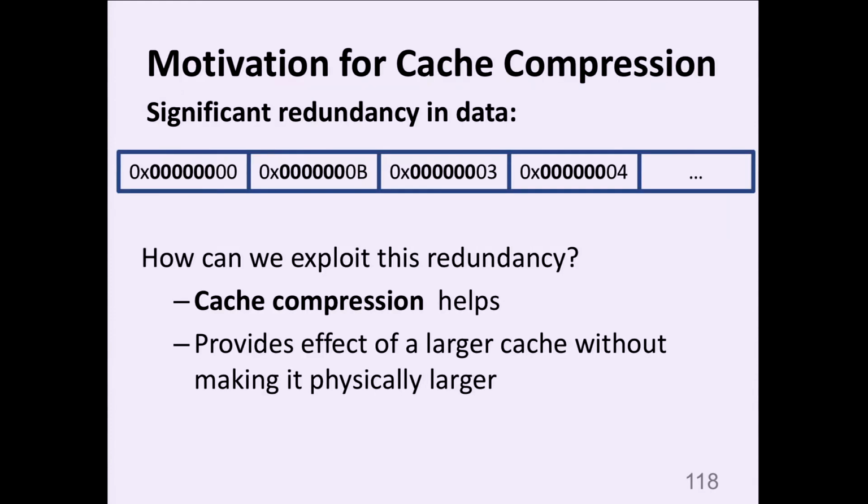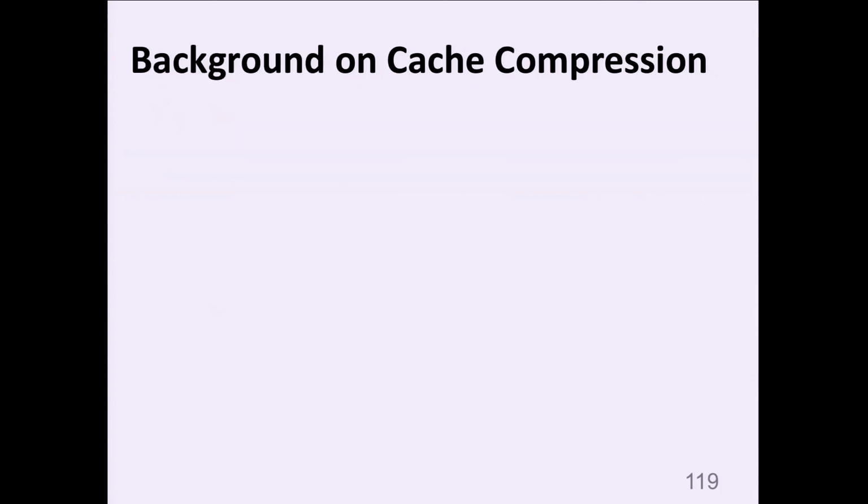So one motivation, there's significant redundancy in data, for example. A lot of the data looks like this, if you look at a cache. That's one example. They have this, called narrow values. Your values are narrow. And this may happen because your integer sizes are, I don't know, 32 bits, but you're storing only 4 bits. You have small integers in your program, right? There are many reasons why this could happen. We're going to look at that also. But how can you exploit this redundancy? Basically, the idea is to compress the cache, compress the data blocks in the cache. It provides the effect of a larger cache without making it physically larger.